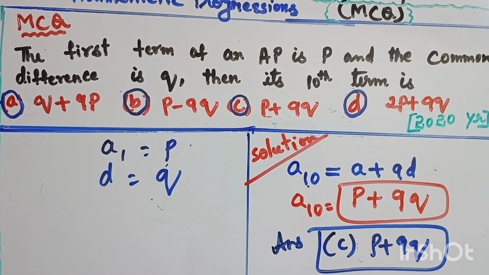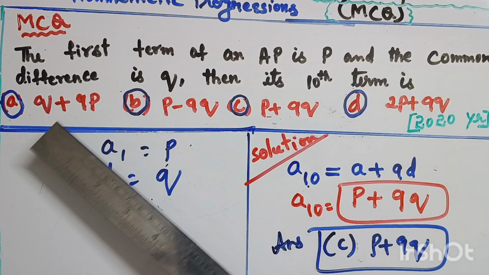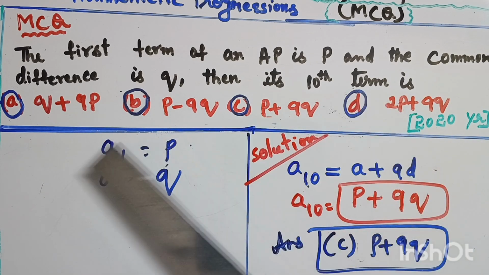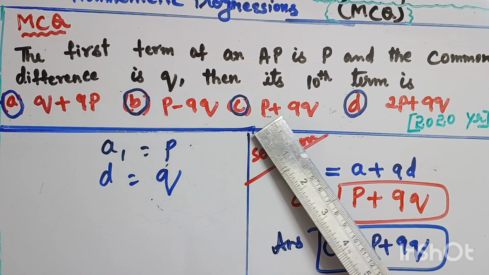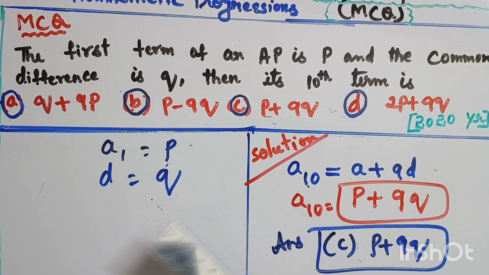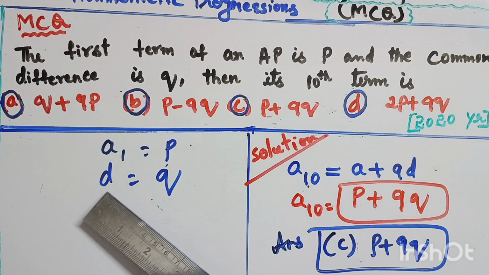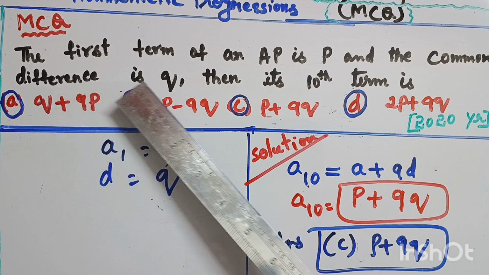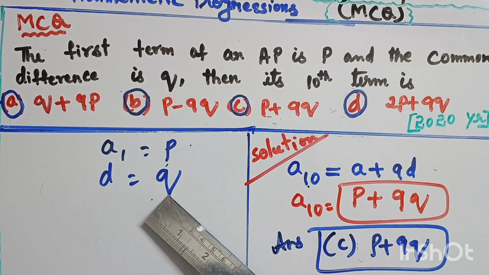Now the MCQ question 2020. Here, the first term of an AP is P and the common difference is Q, then the 10th term is: options Q plus 9P, P minus 9Q, P plus 9Q, 2P plus 9Q. So first term A is P is given, second term difference is Q. In the question, A first term P is given, difference is Q.